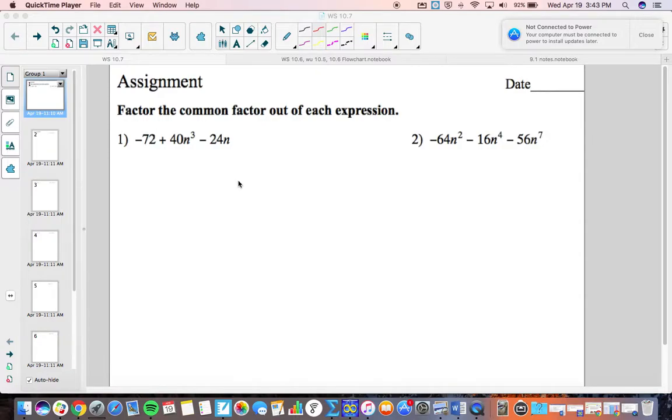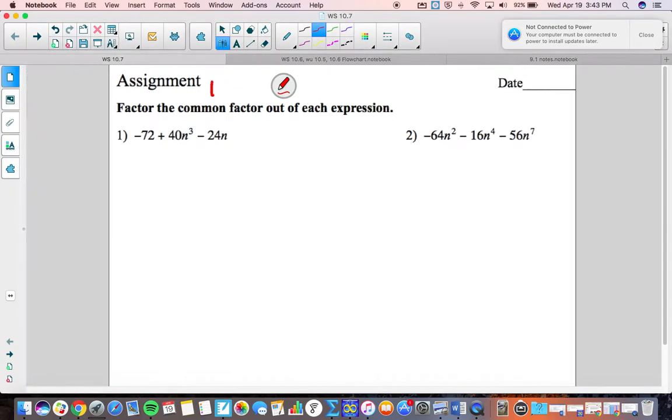Here's a review on how to factor polynomials. It'll be a brief general review, and then we'll get into some multi-step problems. By the way, this should probably say worksheet 10.7 on it. Alright, so factor out the common factor of each expression.